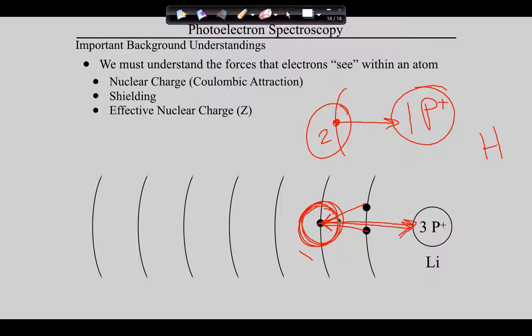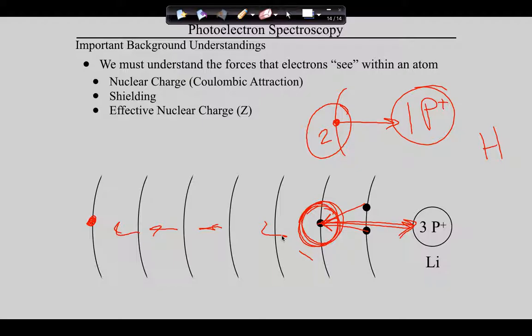So shielding is the repulsion that the valence electrons experience as the core electrons push on them. And more and more. So if you had an atom that was all the way out to here, then this electron would be shielded by all these electrons.